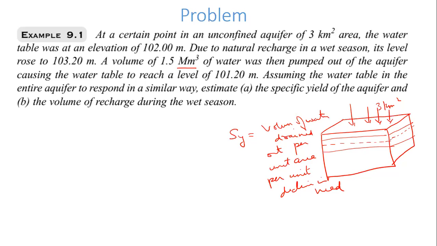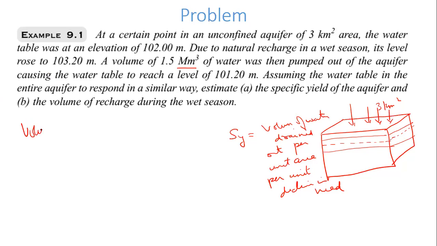103.2 minus 101.2, right? So the water level reached 103.2, and then 1.5 million cubic meters was taken out, and the water level came down to 101.2. So the water level has declined by 2 meters over an area of 3 kilometers square, and we have obtained 1.5 million cubic meters of water from that. So therefore, the specific yield must be. You should be able to solve this, right?